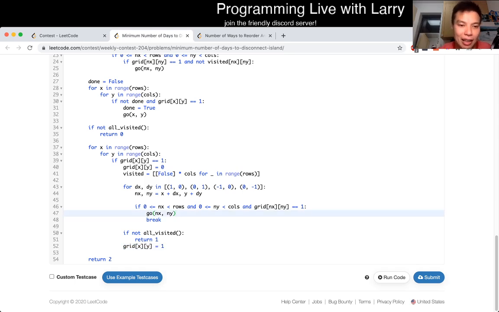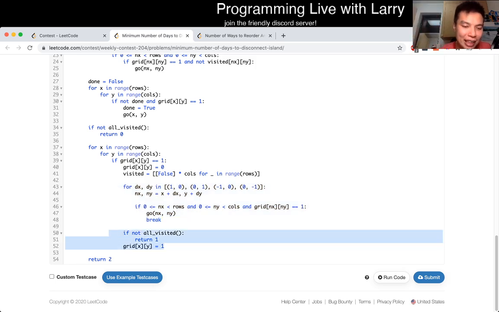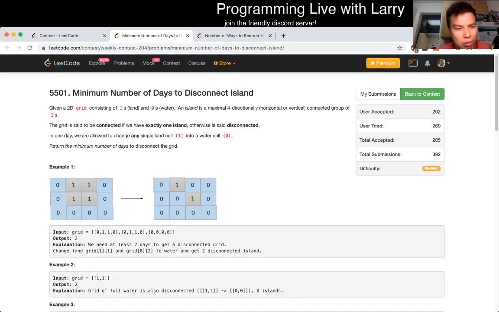But basically, yeah. For each node, if it's 1, I turn it to 0. I reset the visit state. I check the neighbors with a depth-first search, and if I could visit all of them, or if they're disconnected, then I return 1, because that means that's the node that I removed to disconnect the island.